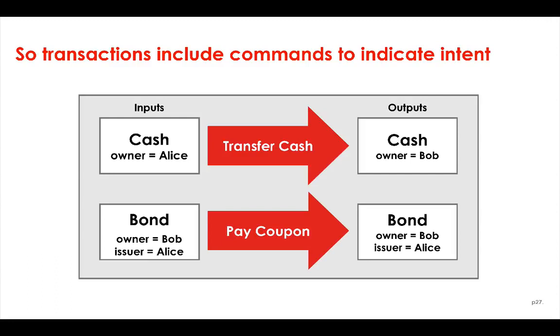And so to clarify the intent of a transaction, we add one or more commands. And these commands tell us what ledger updates the transaction represents. So for example, in this transaction that we see here, the commands indicate that we are transferring cash from one party to another, and that we're doing this because we're paying a coupon on a bond. So we now know that this doesn't represent a bond purchase or anything else. It represents a transaction transferring cash as a coupon payment on a bond.